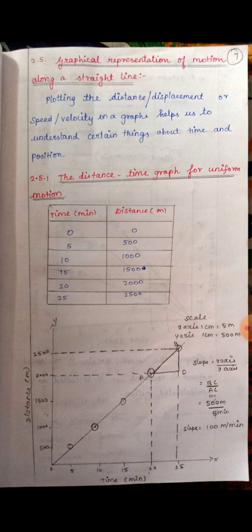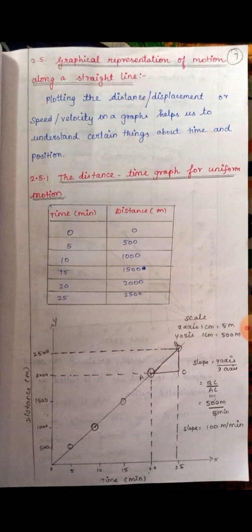So for 0 minutes, 0 meters. Then for 5 minutes, 500 meters. So 10 minutes means 500 into 2, 1000 meters. Next for 15 minutes, 1500. 20 minutes, 2000 meters. 25 minutes, 2500 meters. Likewise, as the time is increasing, the distance is also increasing.